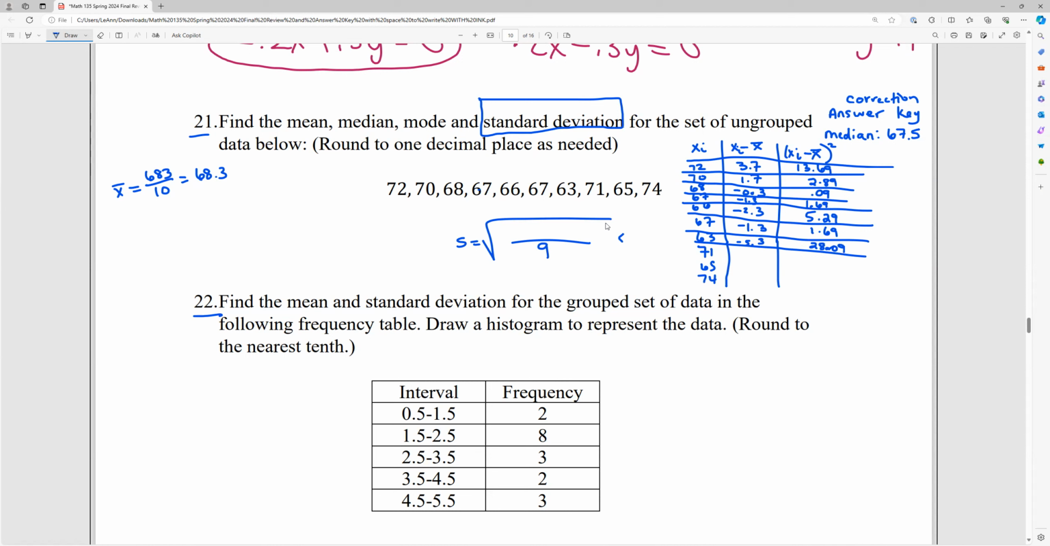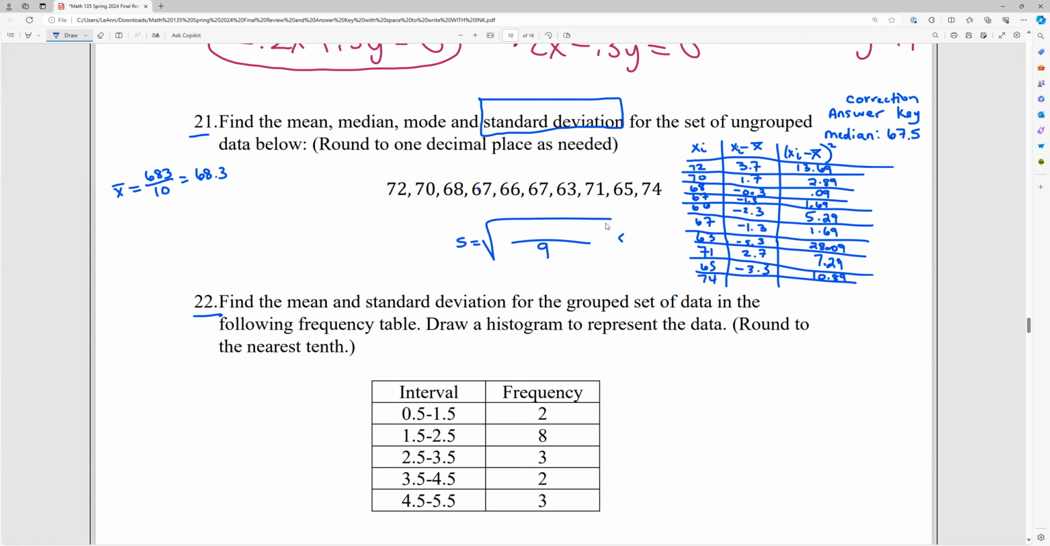0.09. We need to do 71. So 71 minus 68.3, that's going to be 2.7. Square that, we get 7.29. And then 65 minus 68.3 is negative 3.3, and we square that. That's 10.89.